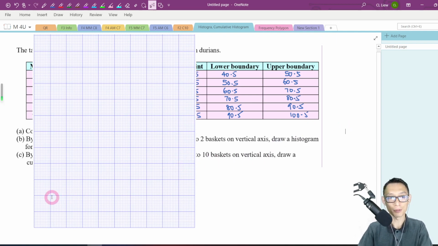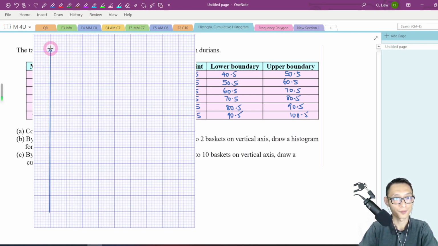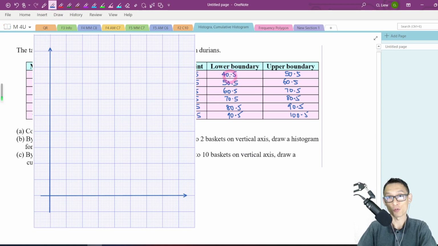So you can measure your graph paper. One big square grid is 2 centimeters. So let's draw the axis first. Let me draw it over here, and then, okay, let me do some planning first. Okay, no problem. First one is 40.5, 50.5, 60.5, 70.5, 80.5, 90.5, and the last one is 100.5.